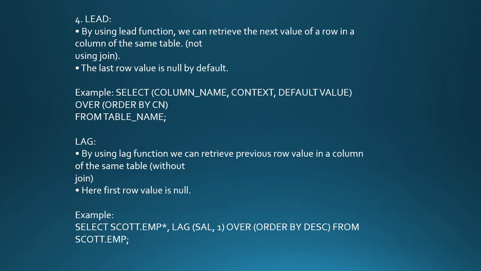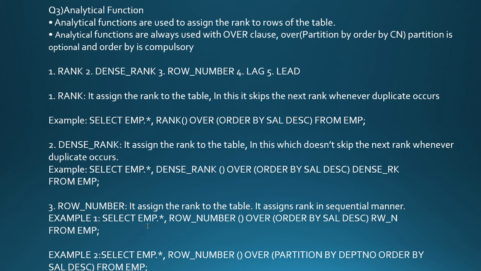Row_number assigns the rank in a sequential manner. Example: select emp.*, row_number() over (order by sal descending) from emp, where emp is the table name. This is also a second example: select emp.*, row_number() over (partition by department number order by sal descending) from employee.